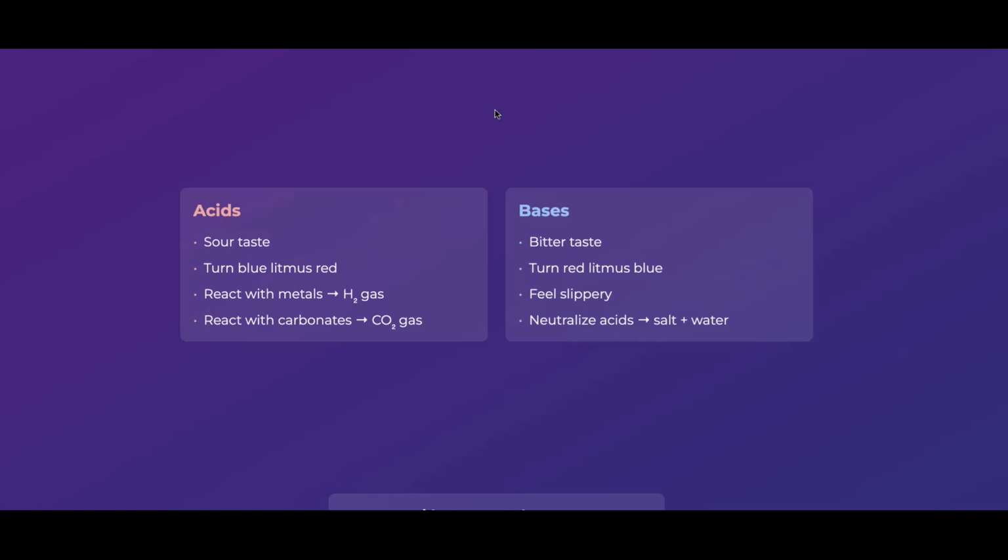Turn red litmus paper blue. Feel slippery or soapy. Neutralize acids to form salt and water. Examples include sodium bicarbonate, sodium hydroxide, and magnesium hydroxide. The neutralization reaction between acids and bases is one of the most important reactions in chemistry. Acid plus base gives us salt plus water. Understanding acids and bases helps us explain many everyday phenomena and is essential for fields ranging from cooking to medicine to environmental science.